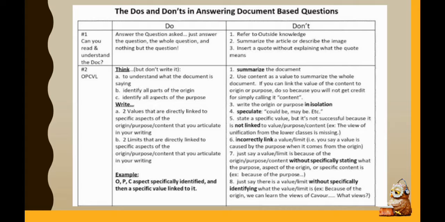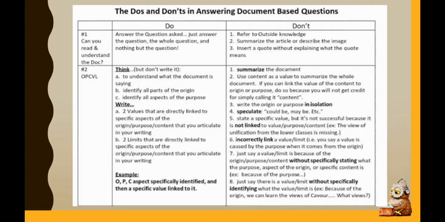Example like OPC, aspects specifically identified, and then a specific value linked to it. And don't summarize the document. Don't use content as a value to summarize the whole document. If you can link the value of the content to origin or purpose, do so because you will not get credit for simply calling it content. And then don't write the origin or purpose in isolation. Don't speculate, could be, maybe, and so on.